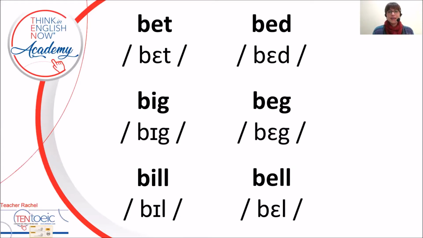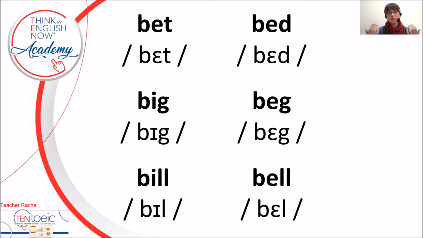Bed, our next one, is where we sleep at night. So at night, I go to bed, or the children jump on the bed. So it's where we sleep at night. Big. Big is the opposite of small. Small, big. Small, big.